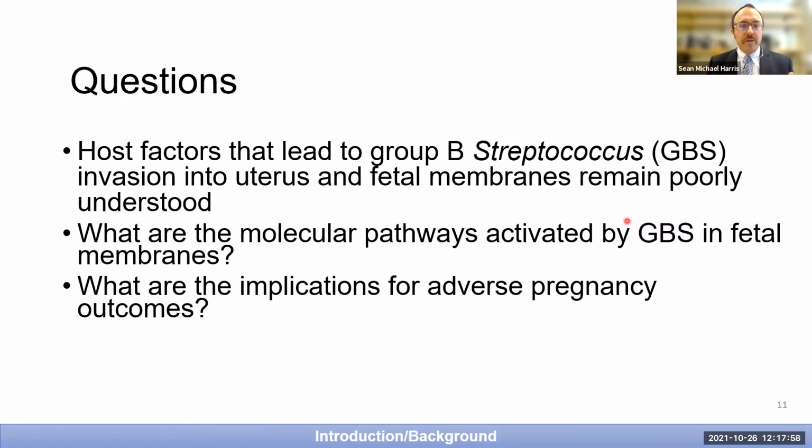So one of those is we wanted to know what are the broader set of molecular pathways activated by Group B strep in the fetal membranes. And then more specific, more relevant to the specific health outcomes that we're interested in, what are the potential implications for adverse pregnancy outcomes related to these molecular pathways that are activated by Group B strep?